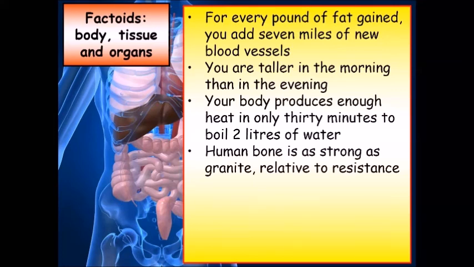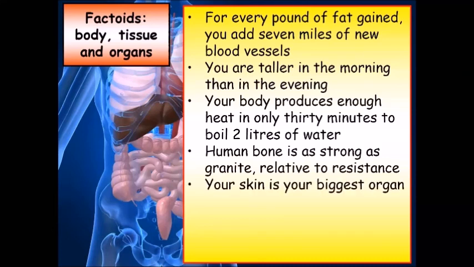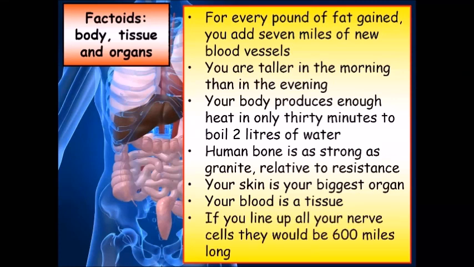Bone is one of the strongest things we know and can withstand a lot of force. Skin is the biggest organ on your body, but inside your body it's the liver, which is visible just there, that brown organ there. Blood is classed as a tissue, but it's made up of multiple different cells, white blood cells, red blood cells, etc. And our nerves are 600 miles long. That's inside just your body.